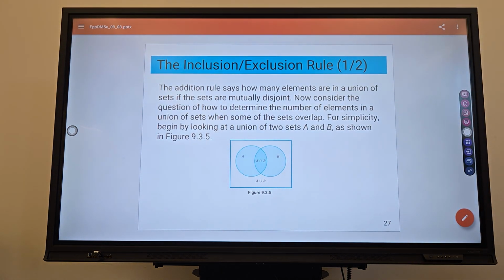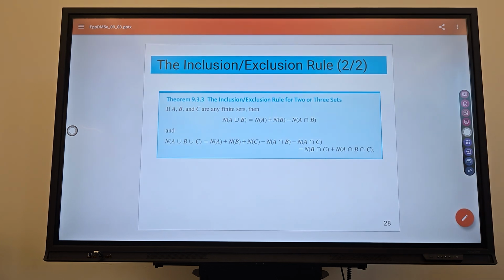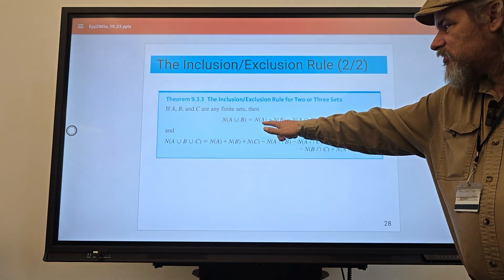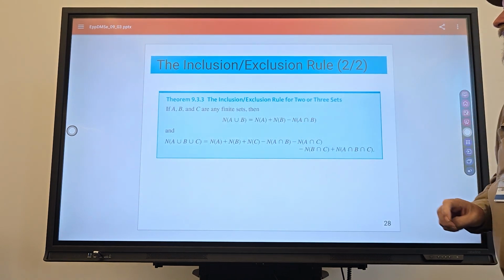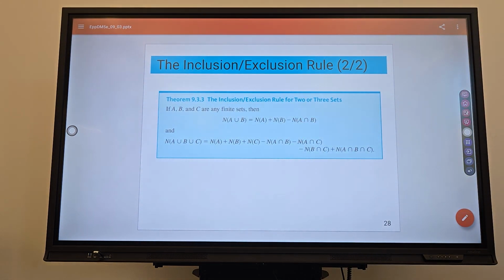Now, if you add the number of elements in A and B together, you'll get too many elements because there are some elements that are in both. So for the union of A and B, add the number of elements in A plus the number of elements in B, then subtract the number of elements in both A and B. Because those get counted twice, you have to take that number away one time to get the actual total number of elements.